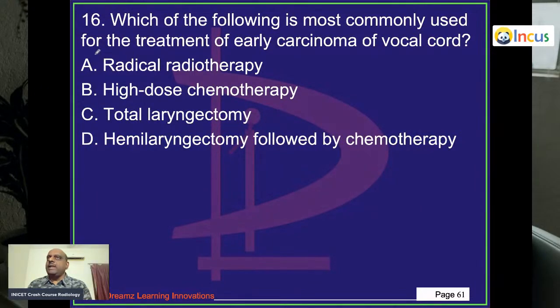Now, what is most commonly used for the treatment of early carcinoma of the vocal cord? So, typically we do radical radiotherapy, doctor. Radical radiotherapy.